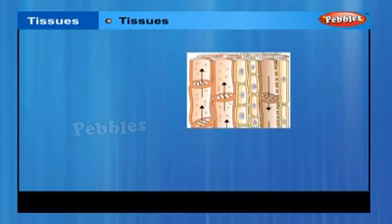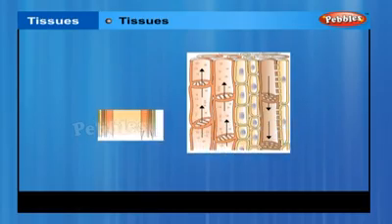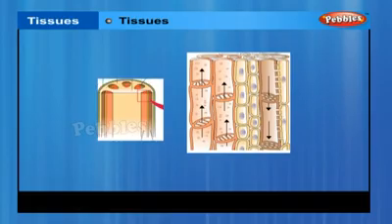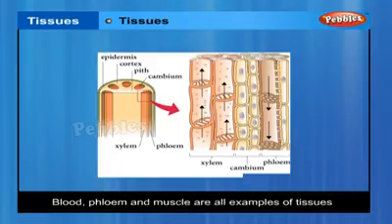This cluster of cells, called a tissue, is arranged so as to provide the highest possible efficiency of function. Blood, phloem, and muscle are all examples of tissues.